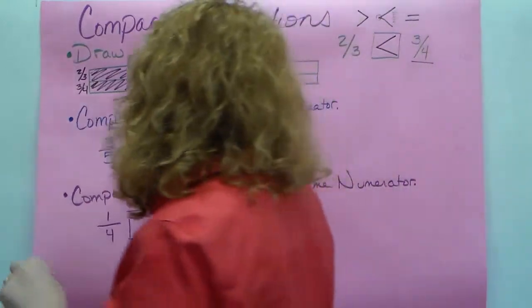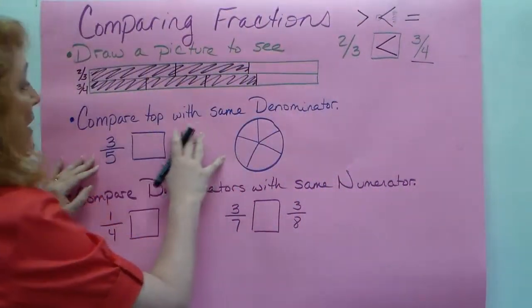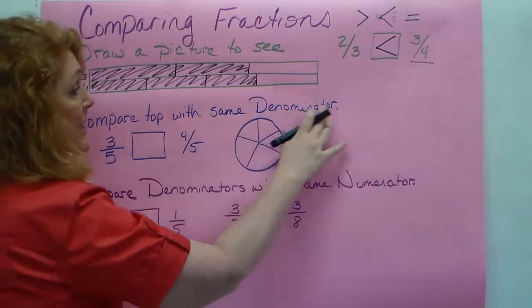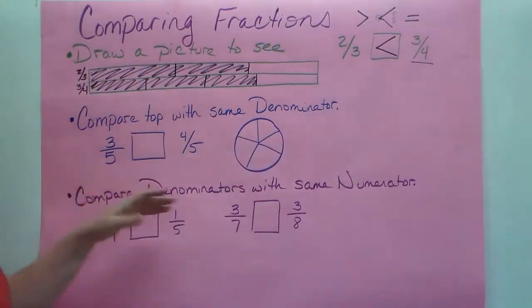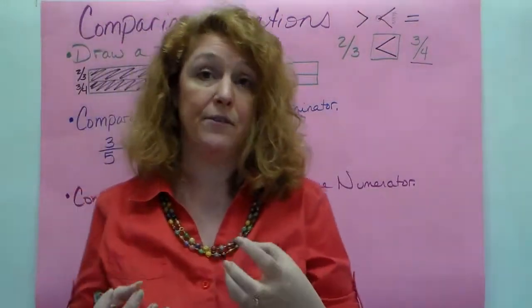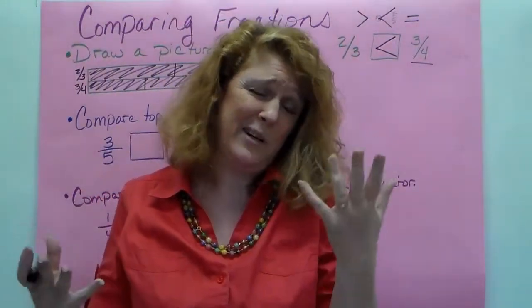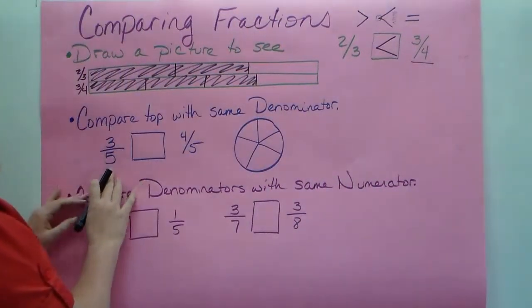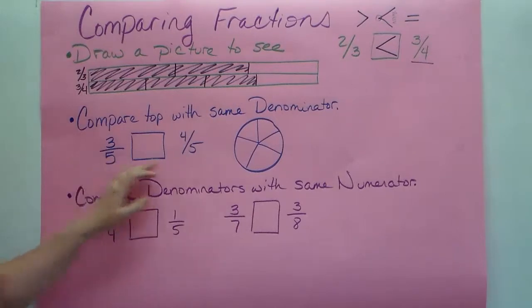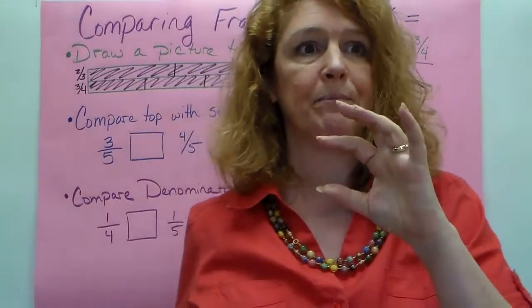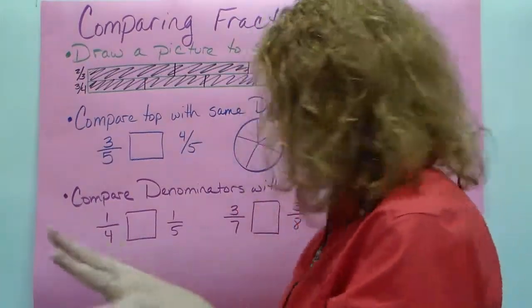So the next one is comparing the top number, the numerator, when you have the same denominator. So here, I've got a circle that I've drawn, I've divided into fifths. Not equal fifths, because I'm not good like that, but it's fifths, okay? And I'm asking you to compare which one is bigger, 3/5 or 4/5. Now, I am hoping this one is a little more obvious for you.